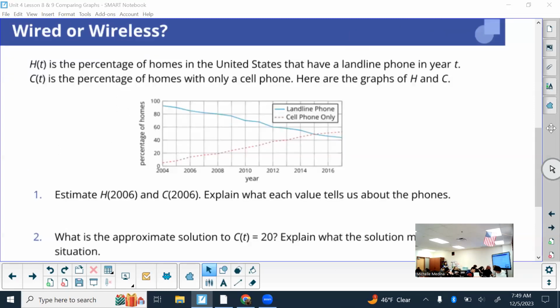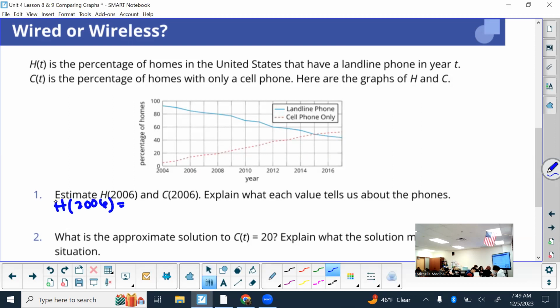See what H of 2006 is about. Or can you tell me which line I should be looking at?